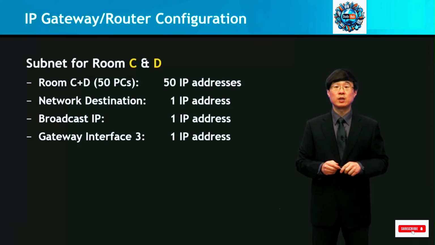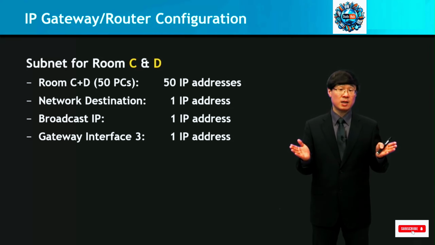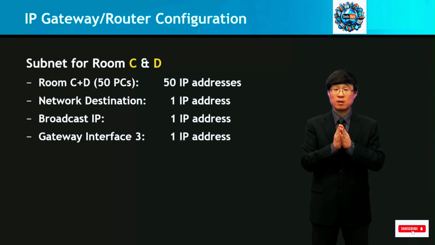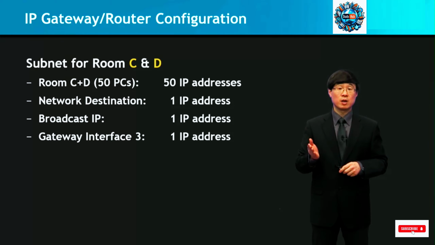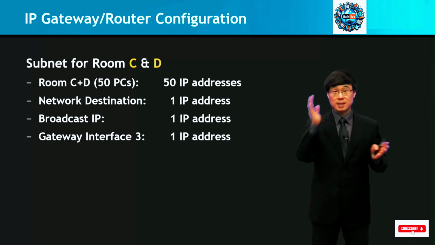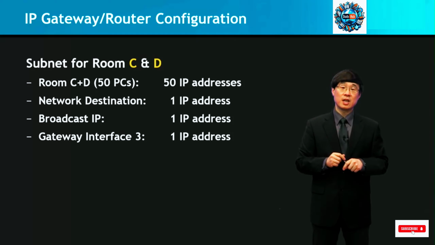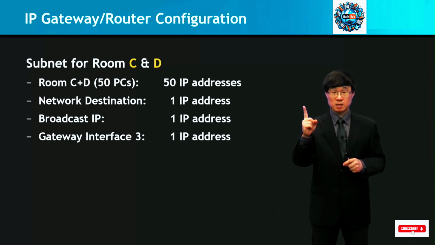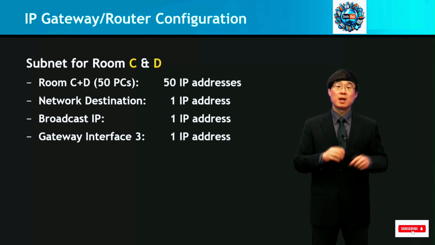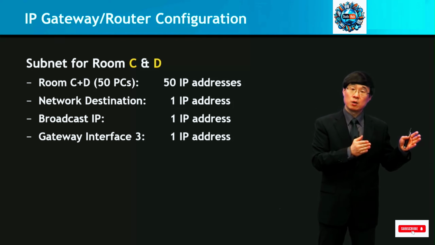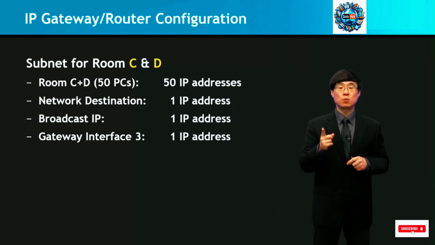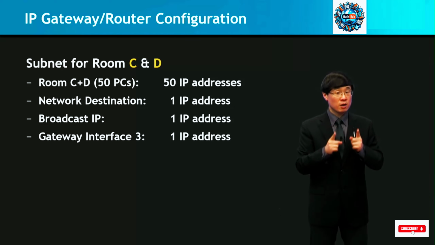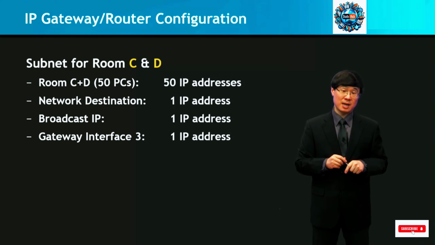Then we go and we look into room C and D. First of all, C and D each had 25 computers each. Add them up together, that gives us 50. So I have 50 over here, and then likewise, for room C and D combined together, their network destination will need one IP address. The broadcasting will need one IP address for this specific subnet. And also, the interface on the gateway, which is port 3, will also need one IP address.